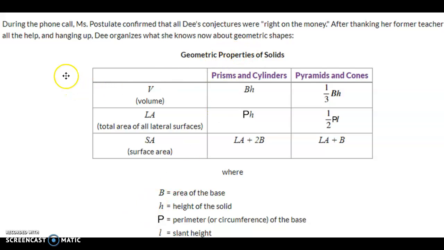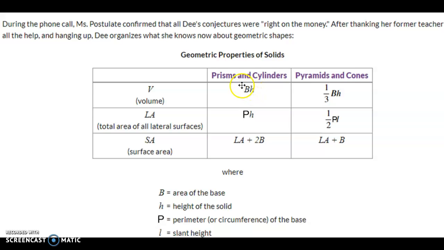So this chart will be really helpful as you try to make sense of all the formulas that we've been learning. So for volume, for prisms and cylinders, remember it's always your base area, whatever the base is, find its area and multiply it by the height, because you just have that base area over and over again stacked on top of each other, height number of times to fill up that solid.